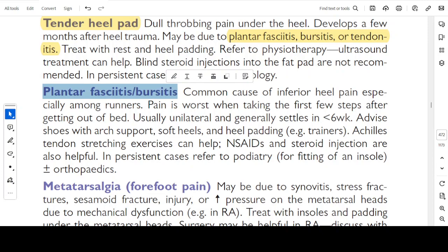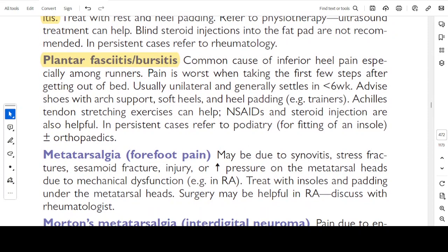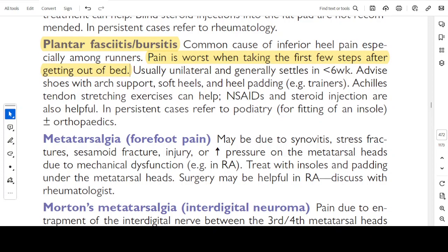Plantar fasciitis or bursitis. A common cause for inferior heel pain, especially among runners. Pain is worst when taking the first few steps after getting out of bed. Yes, in plantar fasciitis, pain is worse after taking the first few steps out of bed, usually unilateral and generally settles in less than 6 weeks. Advise shoes with arch support, soft heels and heel padding. That is trainers.